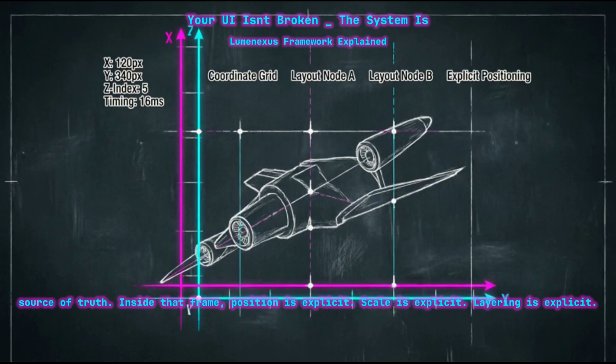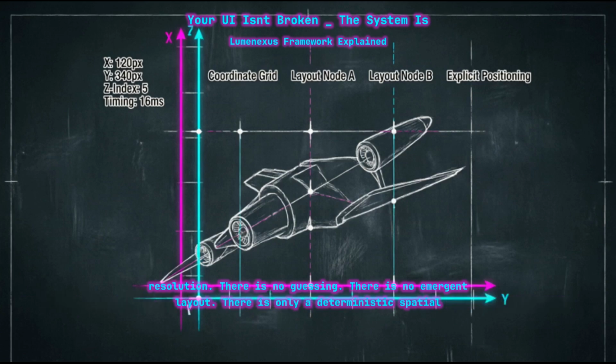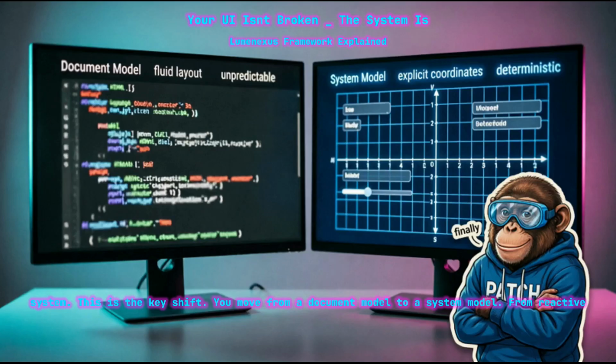Inside that frame, position is explicit. Scale is explicit. Layering is explicit. Timing is explicit. Nothing is left to negotiation. Nothing depends on late-stage browser resolution. There is no guessing. There is no emergent layout. There is only a deterministic spatial system. This is the key shift. You move from a document model to a system model. From reactive layout to computed layout.